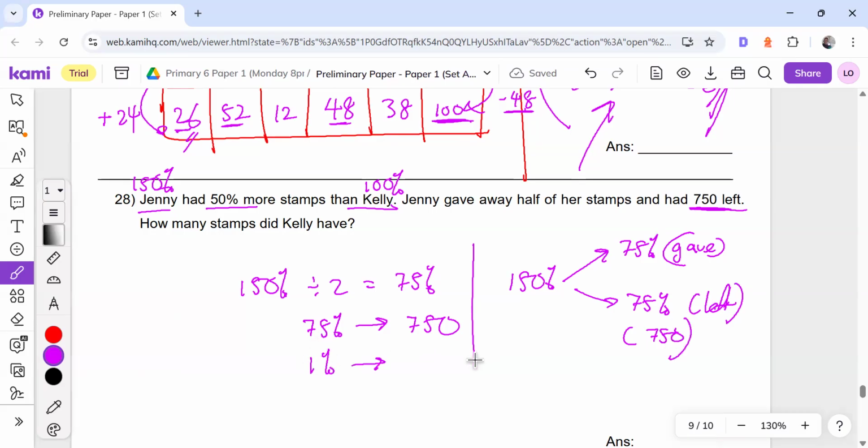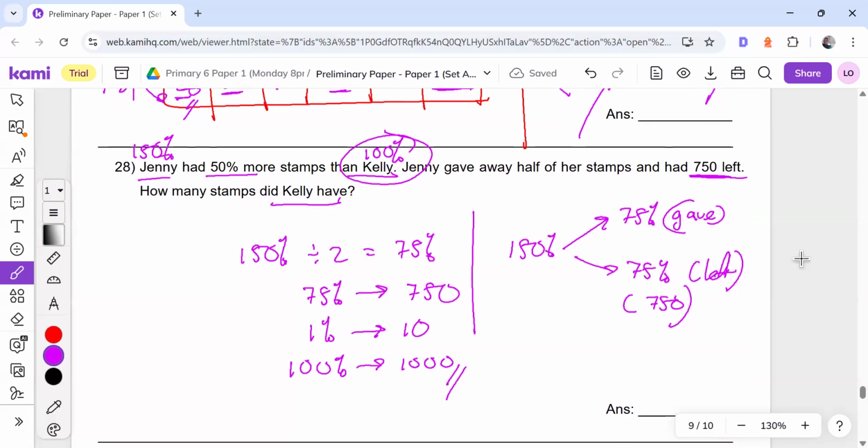Okay? Then you can find one unit. So divide. And you will get how many? 10. Then how many stamps did Kelly have? You look at this. Kelly got 100%, right? So if Kelly got 100%, then that will be 100 times 10. So Kelly must have 1,000. Am I correct? Do you get the answer correct? Who got the answer correct? Anybody got the answer? Only one person. Is my paper very hard?